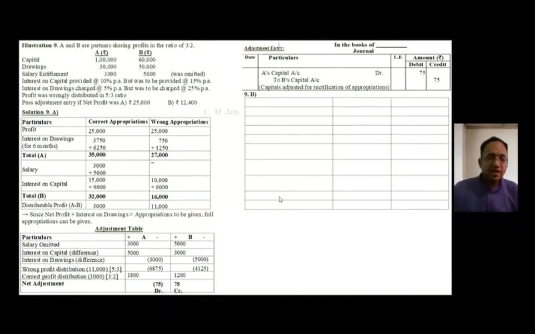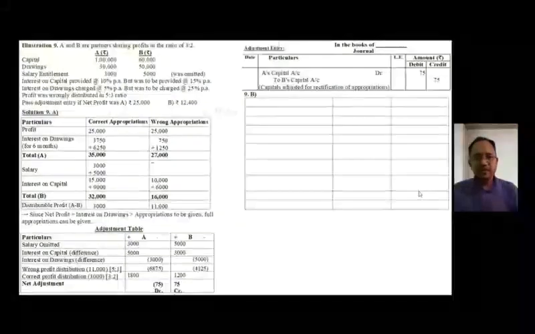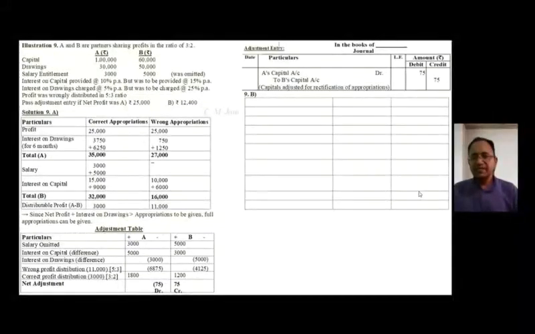And I repeat, if the question would have said the capitals were fixed, then this entry would be wrong. What will be the correct entry? Instead of capital, we will have to write current account. A's current account debit to B's current account. But in this question, we are not given capitals are fixed, so we will use capital account. Write this entry and then we proceed to case B.